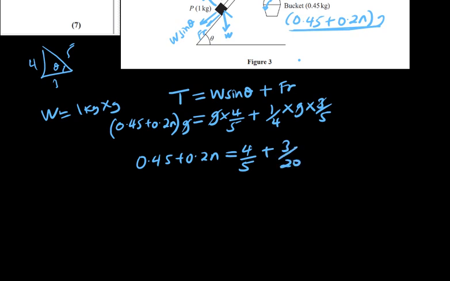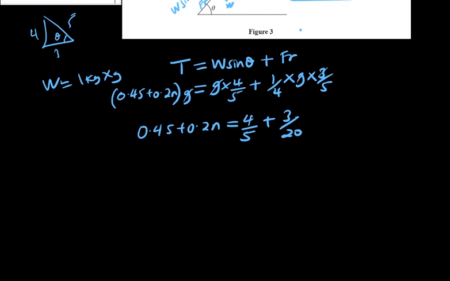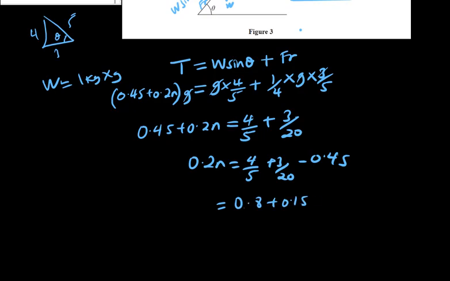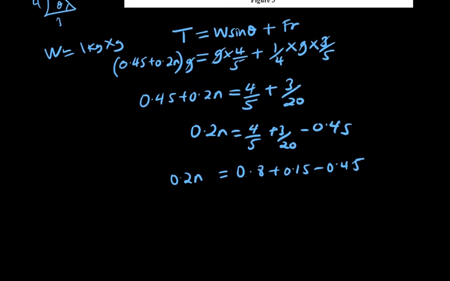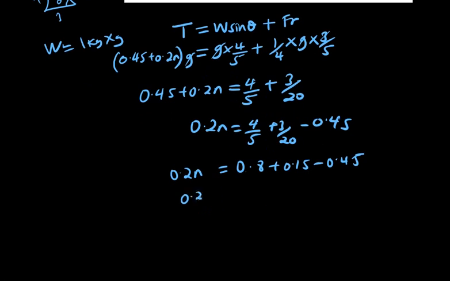So this means that our value of 0.2 N should be the same as 4 over 5 plus 3 over 20 minus 0.45. We can convert these, so this is 0.8 plus 0.15 minus 0.45, which is the same as 0.2 N. So balancing all of them, we are going to have 0.2 N equal to 0.5. If you use your calculator, this value gives you 0.5.